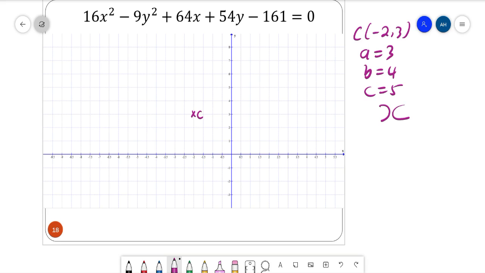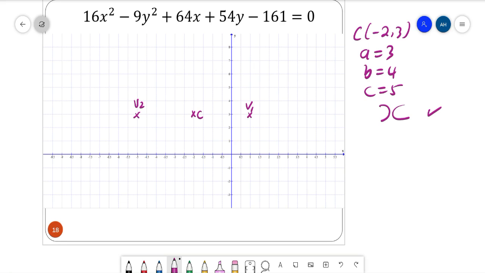a equal to 3. Now, should we go to the right, to the left, or going up or down? Since the graph is horizontal like this, the vertex will be on the right and also on the left. So we have to go to the right 3 units. So 1, 2, 3. This will be our V1. Okay, go 3 units also to the left. 1, 2, 3. This is my V2.